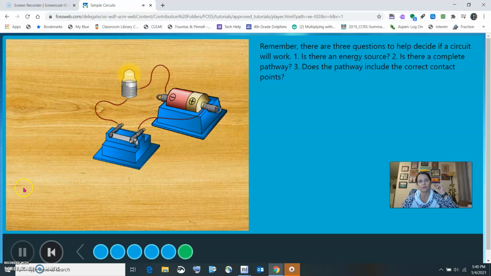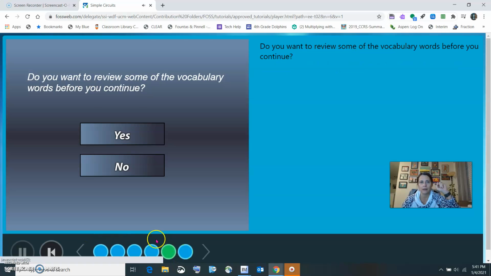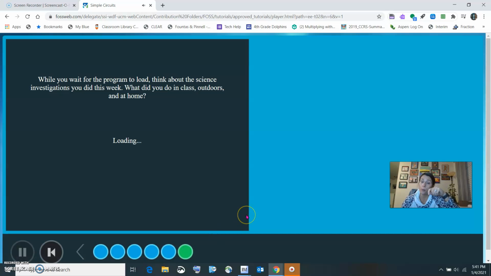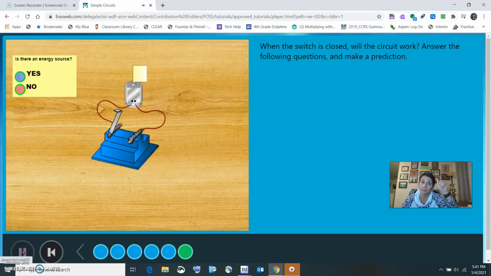Let me pause this. Here you go, our 3 questions. Is there an energy source? Is there a complete pathway? Does the pathway include the right contact points? Okay, so going back, I want to see if I can go back here. Oh, no, okay. So think of the open and closed. It's not going to let me pause it just a minute. Is there an energy source?